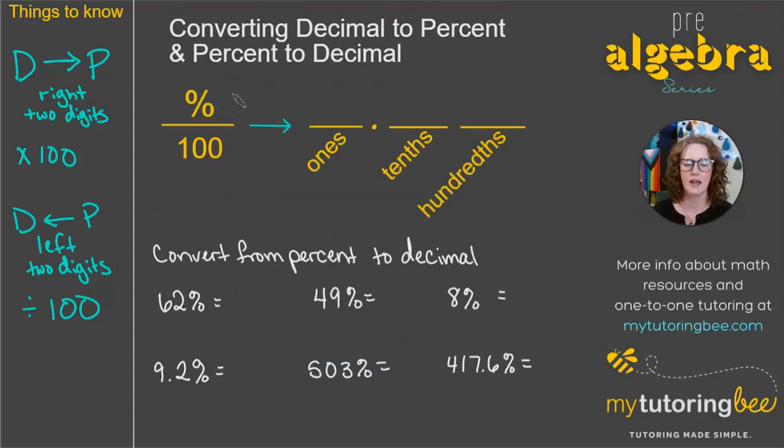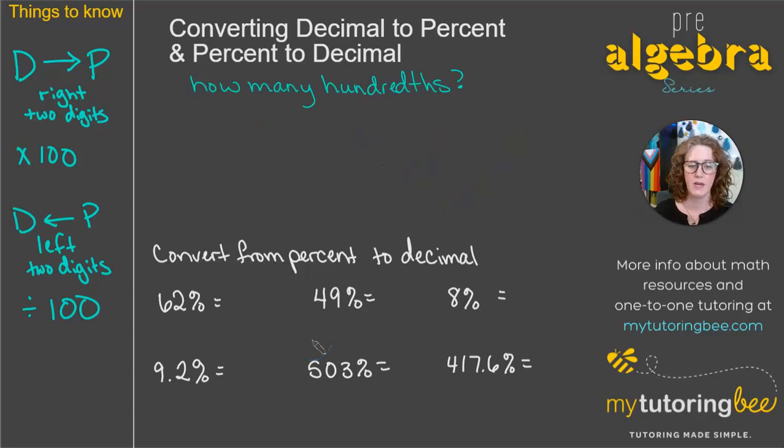Now let's take a look at how to convert from percent to decimal. We're basically just going to go in the opposite direction. So again, we're thinking of how many hundredths do we have, and we want it in that hundredths place value, those 2 digits after the decimal point. So we want to know how many hundredths are in these percentages. So let's go ahead, and this time we are going to divide by 100. So we're going to take 62 divided by 100.